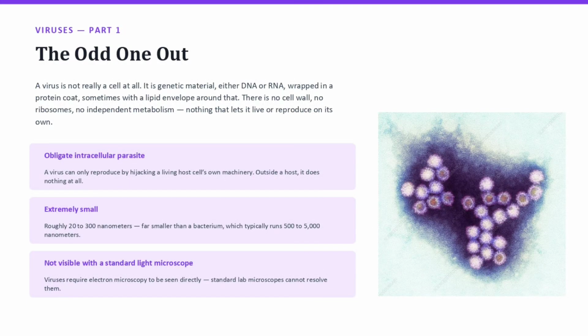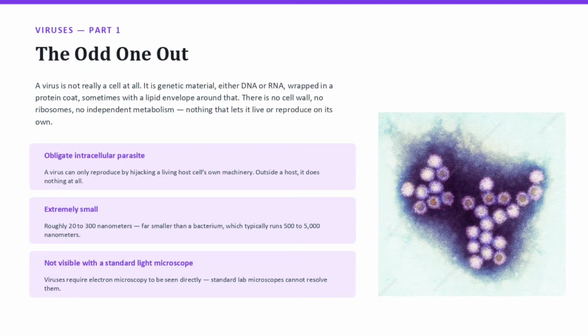Second, viruses are extremely small. Roughly 20 to 300 nanometers, compared to a bacterium's typical 500 to 5,000 nanometers. We will put that in visual perspective in a couple of slides. And third, viruses are not visible with a standard light microscope. You need electron microscopy to actually see one directly. A standard lab microscope simply cannot resolve something that small.